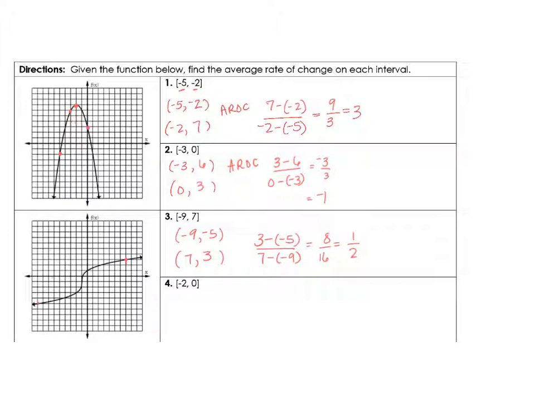Number 4, here again, picking out those values. And so for -2, we should be at -3. And at 0, it looks like we're going to be at 1. And for our average rate of change formula again, we're going to have 1 minus -3 over 0 minus -2. And so we're going to have 4 over 2. And so our average rate of change is 2.